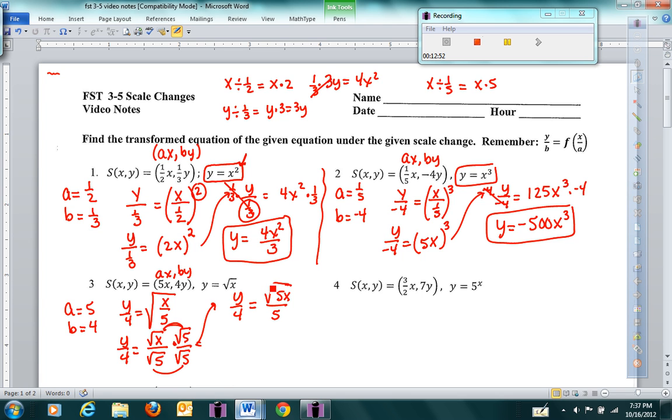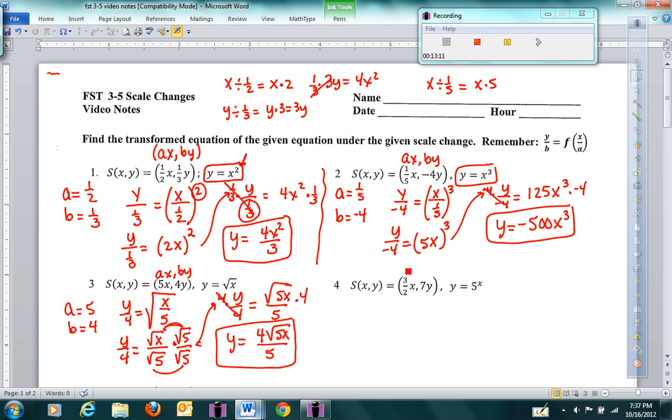All right? So now, we're going to multiply both sides by 4, and this is going to wind up to be 4 times the square root of 5x all over 5. Or you could write it as 4/5 times the square root of 5x if you would like.